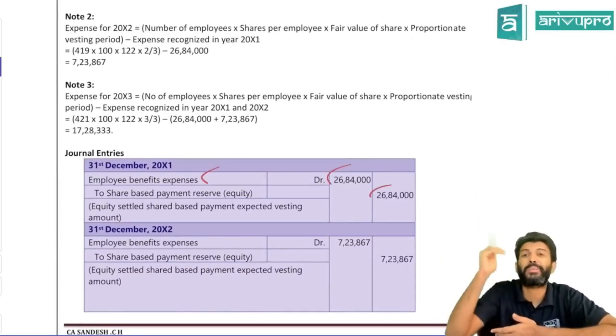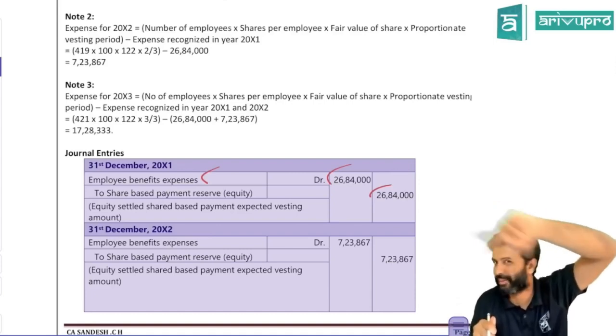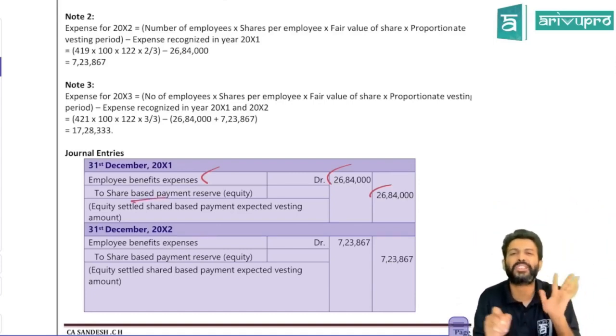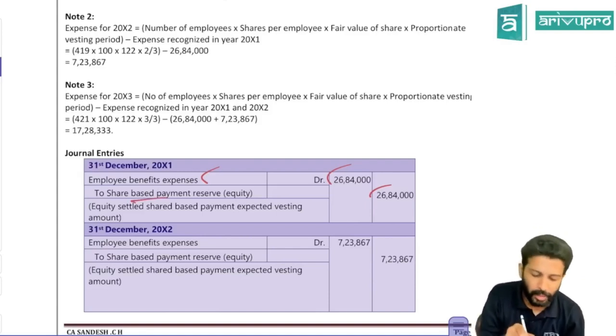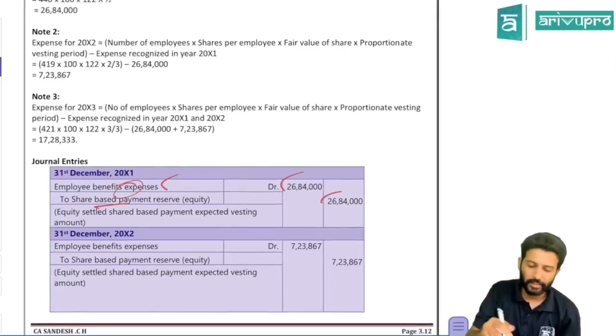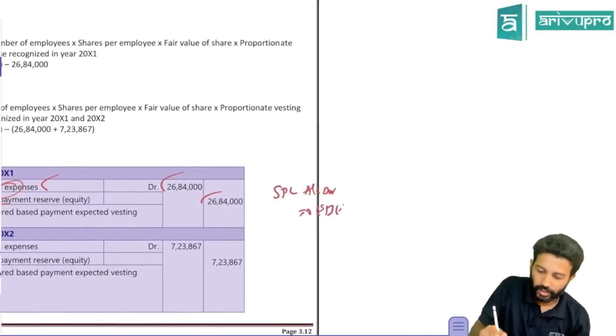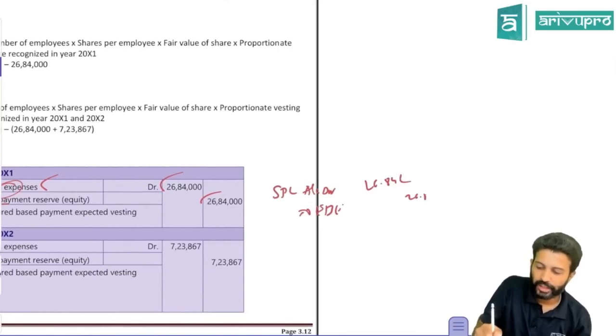So you'll write here share-based payment reserve, SBPR. Remember business combination we just now learned that. You'll write here SBPR as in share-based payment reserve. Okay. And this employee benefit expense, you'll transfer it off to P&L. That they've not done. If you want, you can just write it in the first year. So SPL account debit to employee benefit expense. In the first year, you'll write 26,84,000. This is a transfer entry.